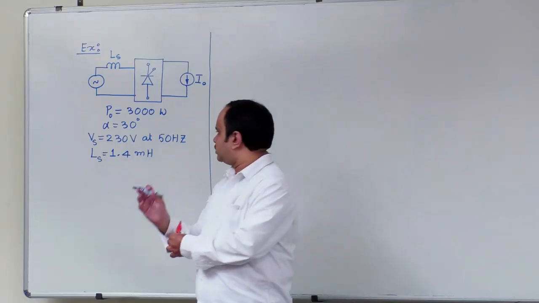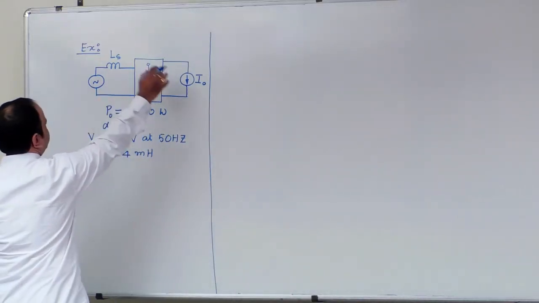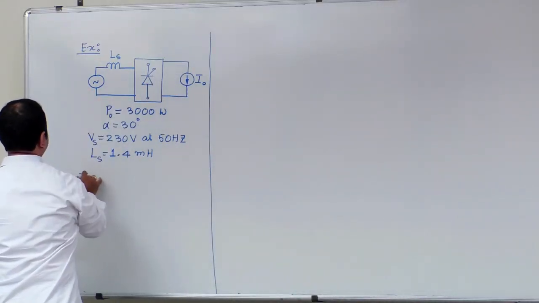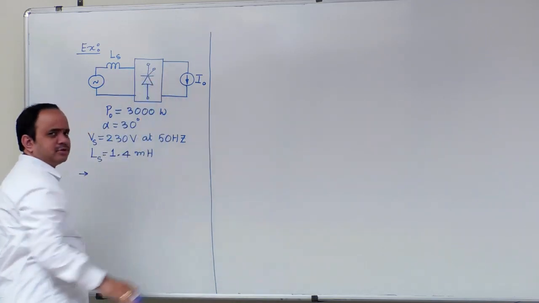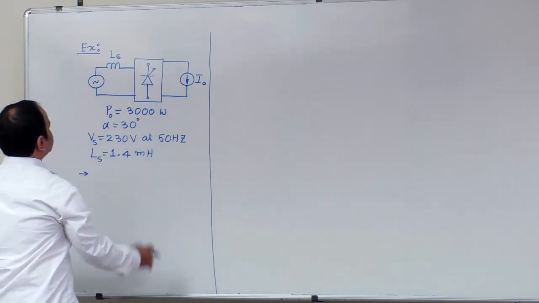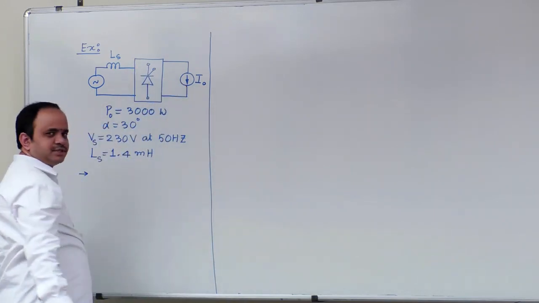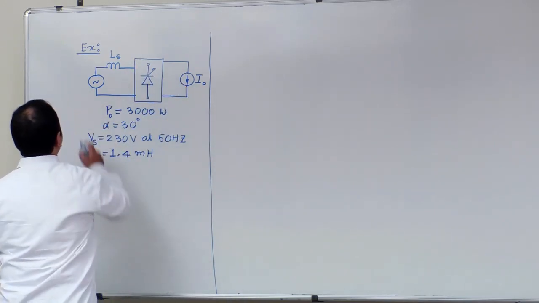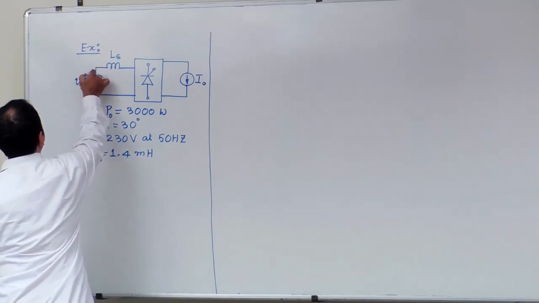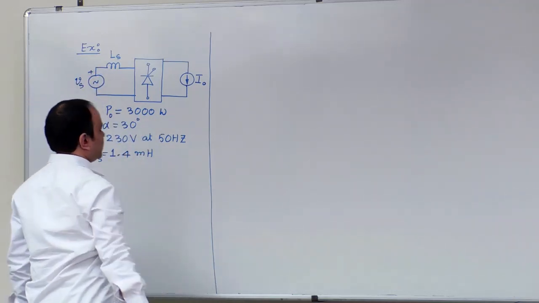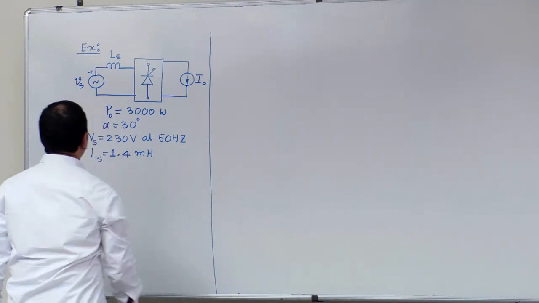Now let us look into the solution. For the given problem statement, I have put it as a block diagram or circuit diagram like this. This is a single phase full converter, the constant current load is denoted with the symbol I naught, and this is the source voltage. Just for quick reference, I noted down the data here.